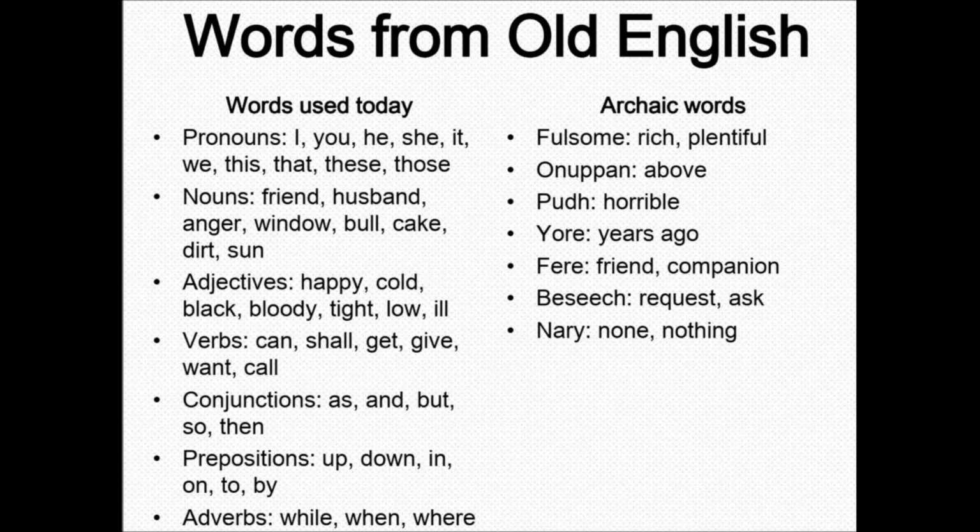So, here are some of the words from the Old English. Pronouns like I, you, he, she, it, we, this, that, these, those. Nouns like friend, husband, anger, window, bull, cake, dirt, sun. Adjectives like happy, cold, black, bloody, tight, low. And verbs like can, shall, get, give, want, call. Conjunctions like as, and, but, so, then. And prepositions like up, down, in, on, to, by. Adverbs like while, when, where. These are the words that we still have from the Old English language.